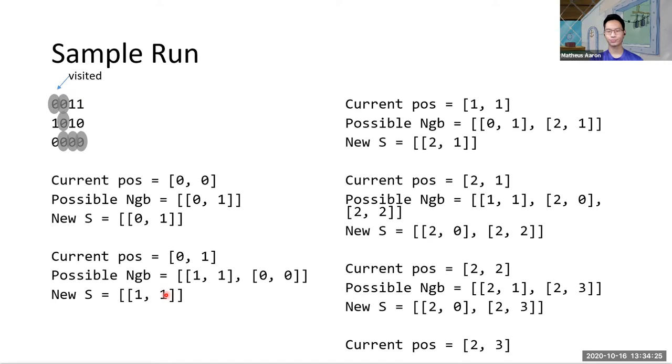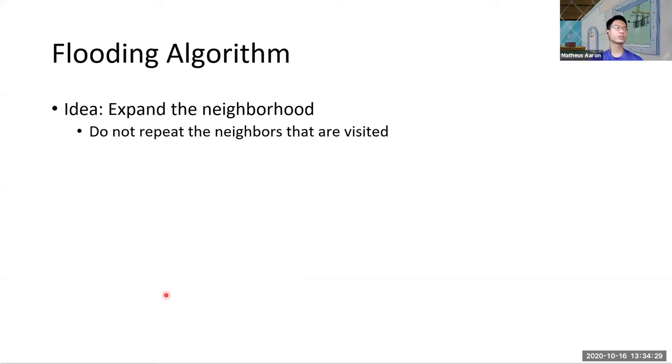Okay, so the idea is you want to expand all the neighborhoods, you want to explore all the possible possibilities. And the most important thing is you should not repeat the neighbors that you visit, because if you visit a neighbor that you have visited before, it's going to create a very complicated loop.